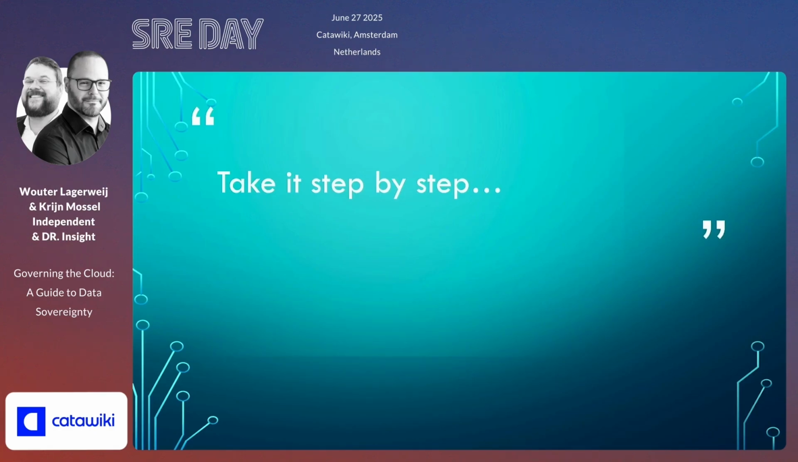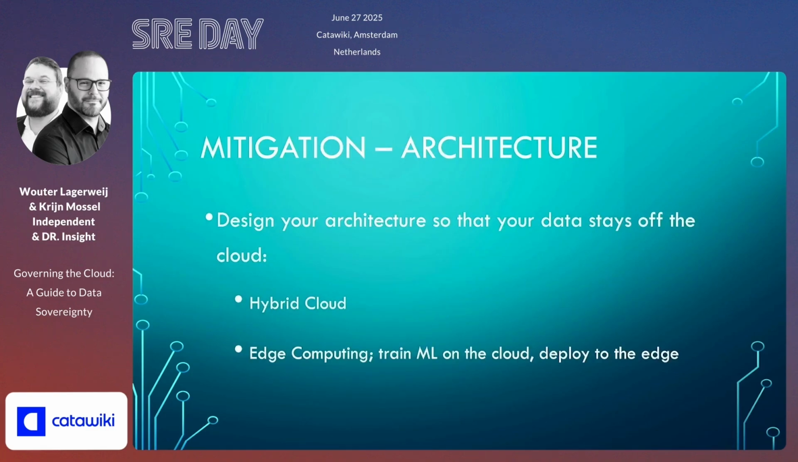As Wouter said, luckily, you don't have to address all of these risks at the same time. The strategies that we are about to give you do not need to be used all at the same time. They all address different pieces of the risk environment that live around sovereignty. So let's look at some of them.